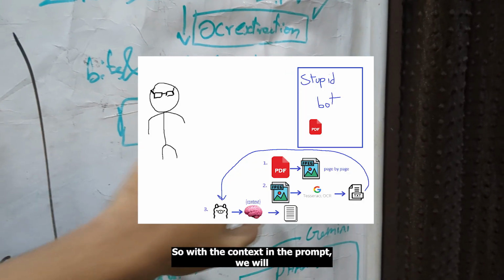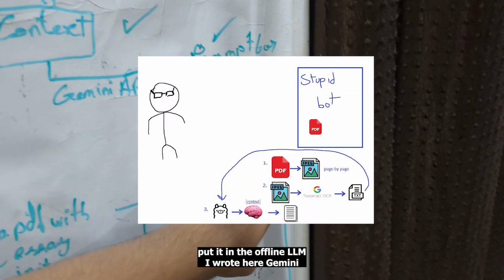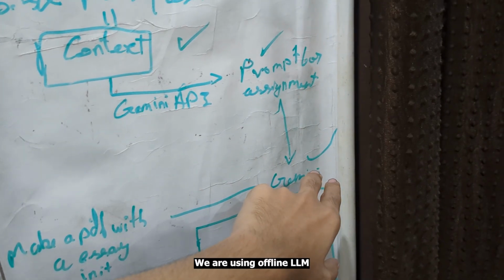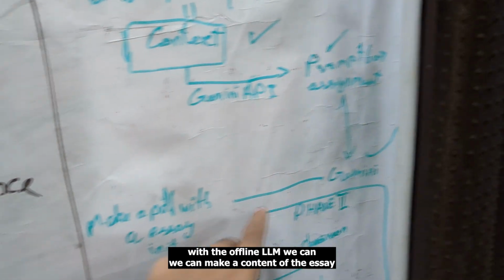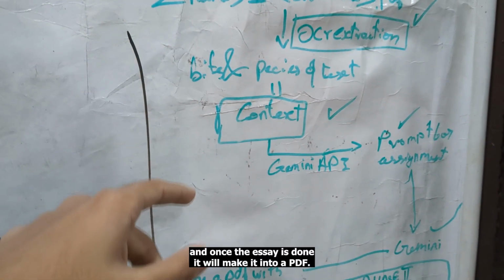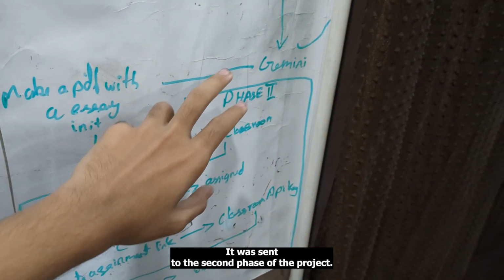So with the context and the prompt, we will put it in the offline LLM. I wrote here Gemini, but you get the point. We're using an offline LLM. With the offline LLM, we can make the content of the essay, and once the essay is done, it will make it into a PDF, and it will send it to the second phase of the project.